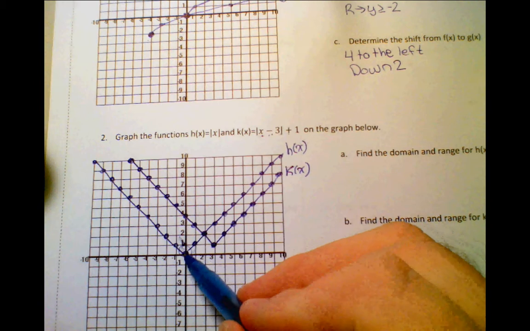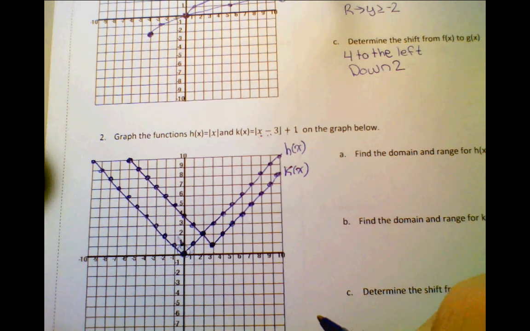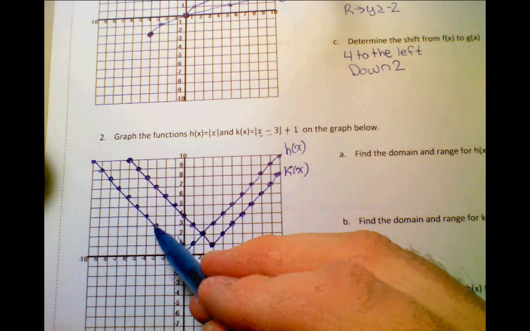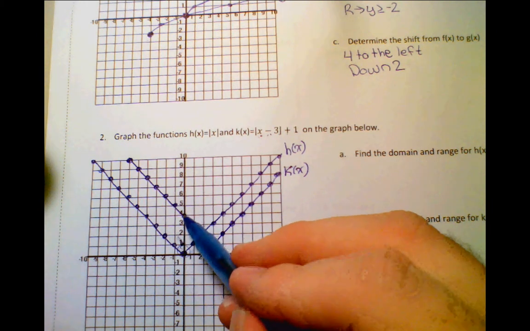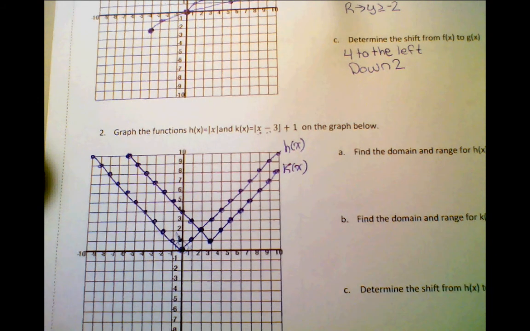So if you take every point, 1, 2, 3, move it up 1, it does that. And if you check, let's say, this point, 1, 2, 3, up 1. 1, 2, 3, up 1. And we'll get the other value.